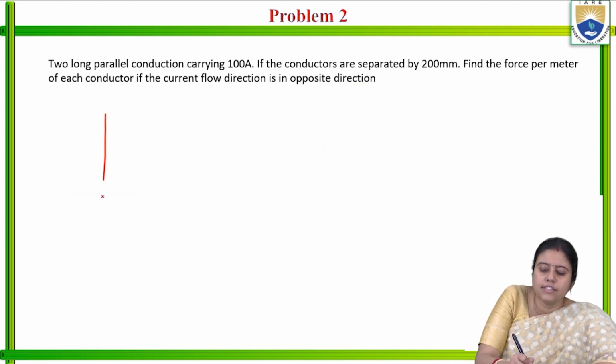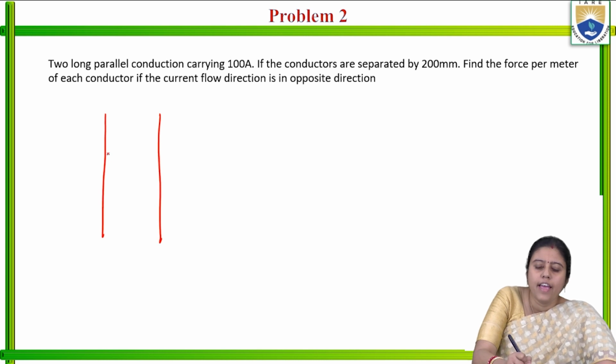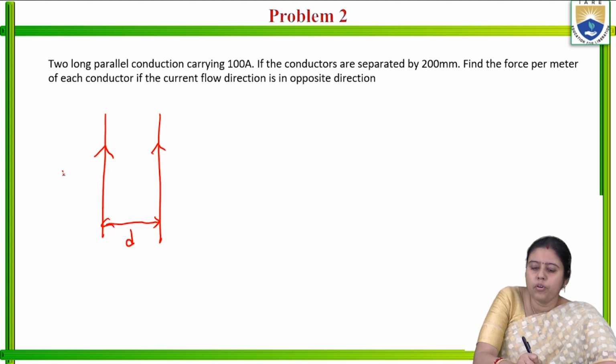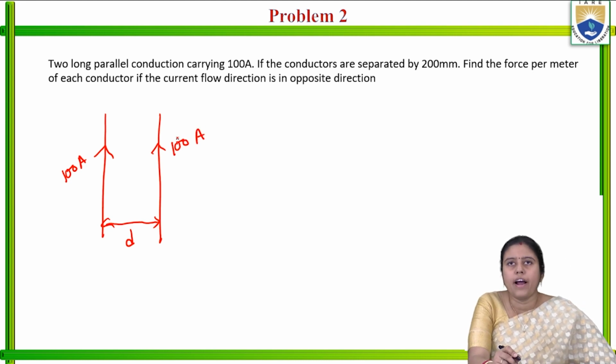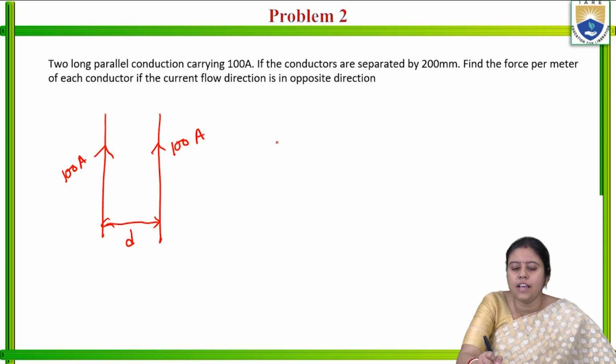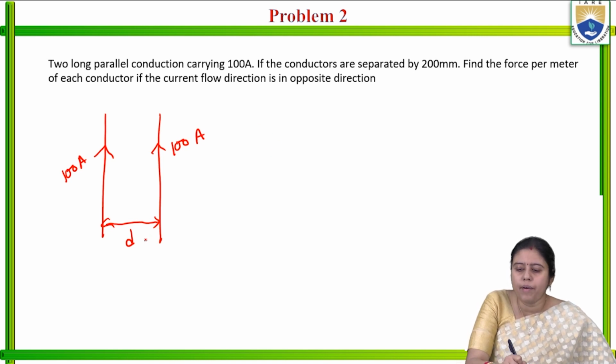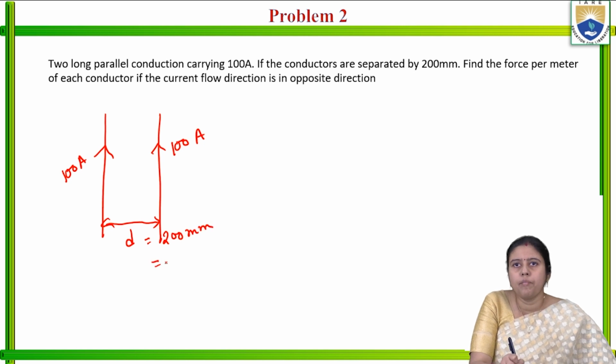So what we got, this is one current carrying conductor and this is another current carrying conductor. The distance between them is d. Both are carrying 100 amps of current. So 100 ampere current is flowing, the distance is d. What is the value of d? D is 200 mm, which is nothing but 0.2 meter.